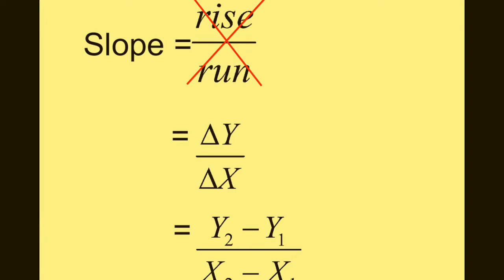Instead, use the proper equation, which is m is equal to y2 minus y1 over x2 minus x1. Or essentially delta y, the change in y, over the change in x.